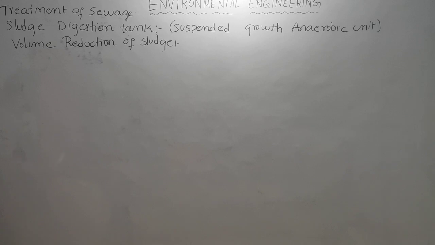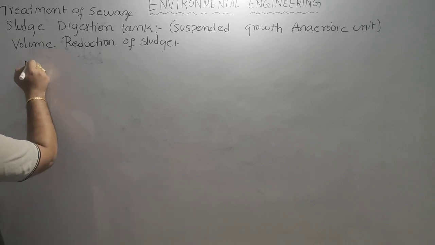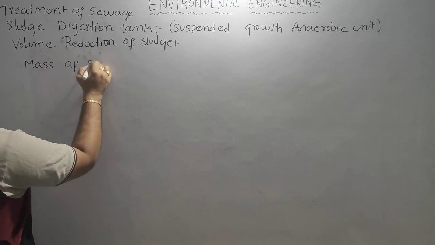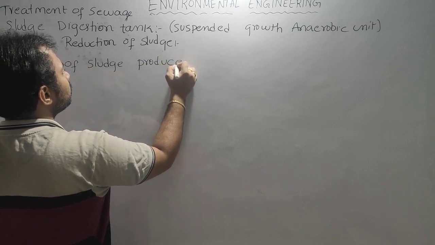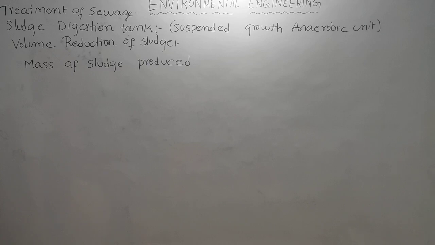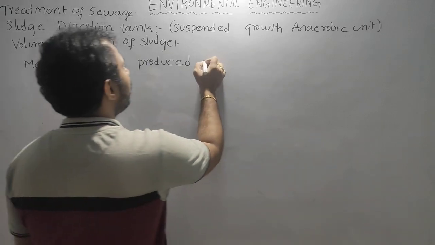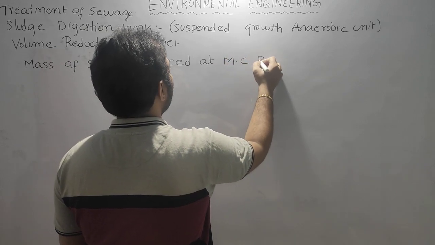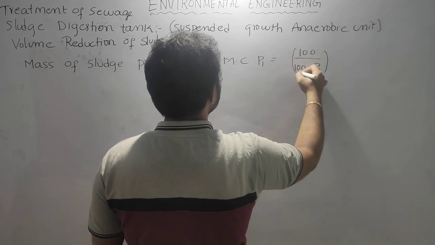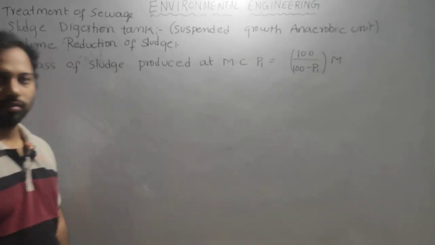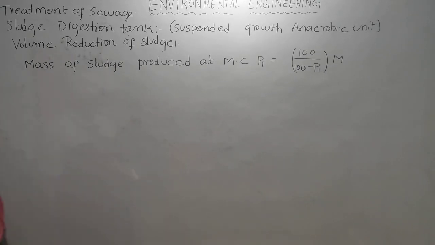So if the mass of the solids is m, the mass of the sludge produced at moisture content P1 is equal to 100 by (100 minus P1) into the mass of the dry solids. So this is what we have learned.